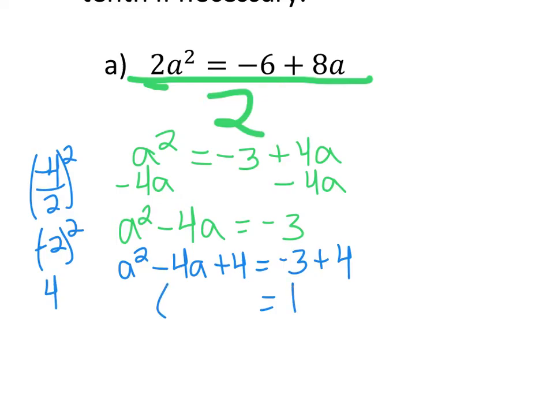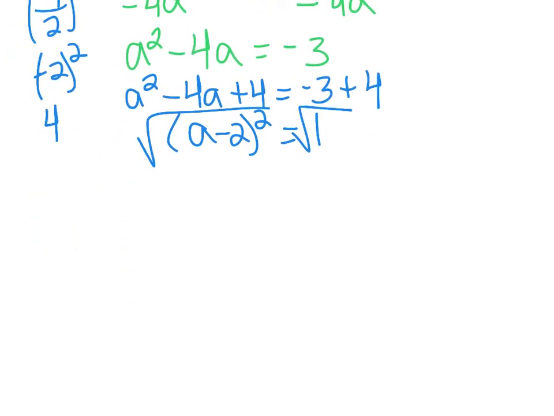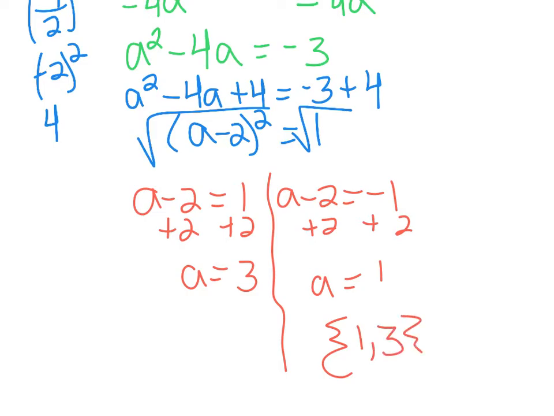Over here, again, focusing on the division, it's minus 2. We have a minus 2 squared. Again, it's just half the b term. Square root. We have a minus 2 equals positive 1, and a minus 2 equals negative 1, because the square root of 1 is plus or minus 1. Solve each equation, and we get our roots as 1, 3.